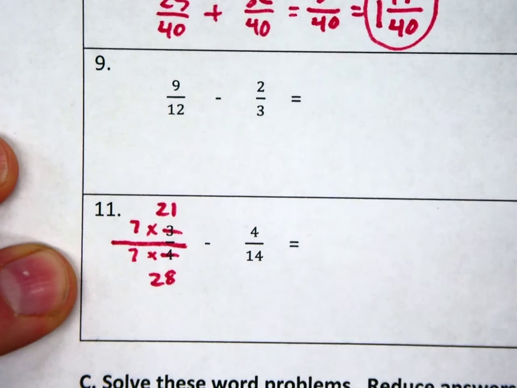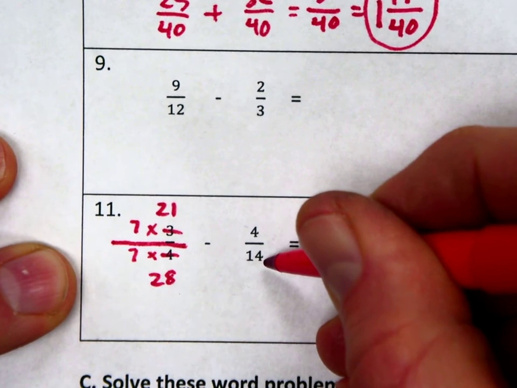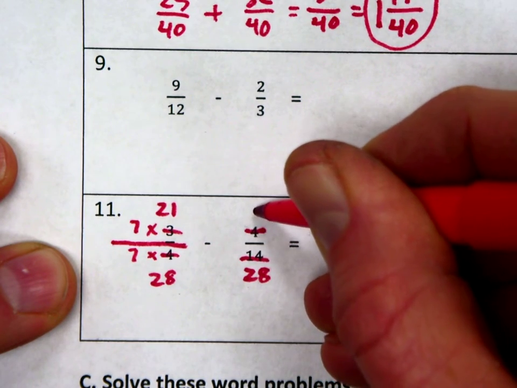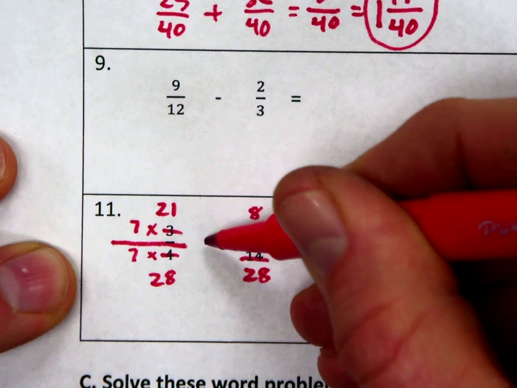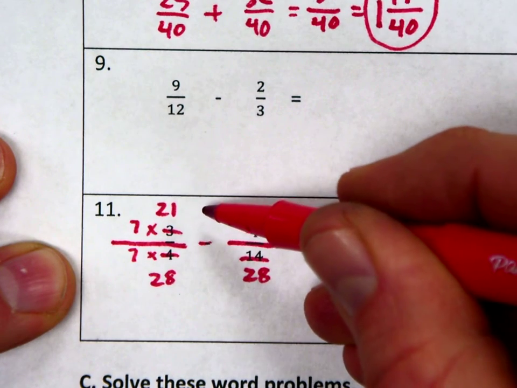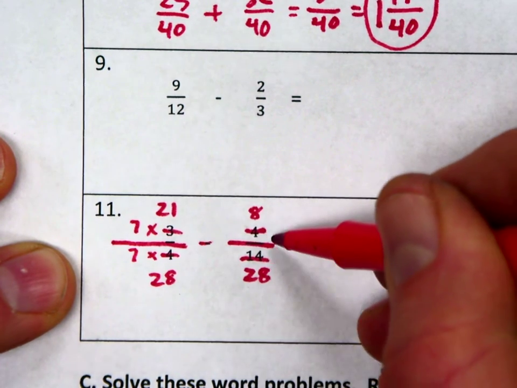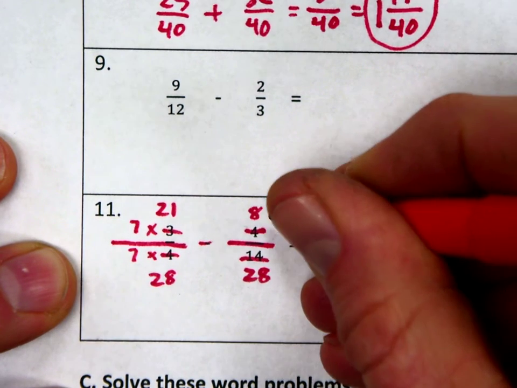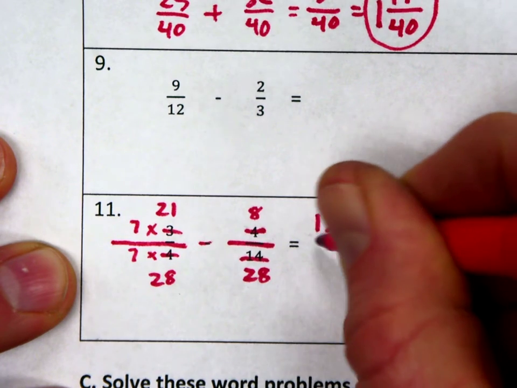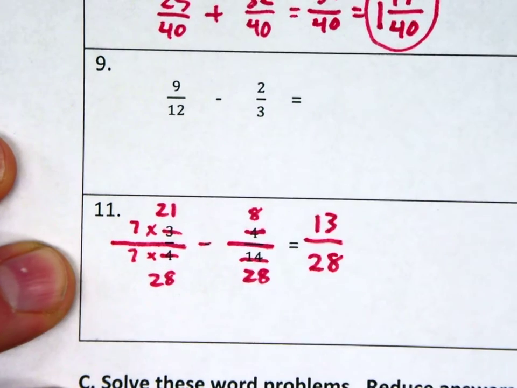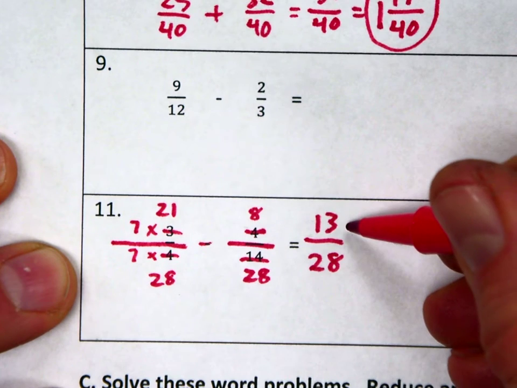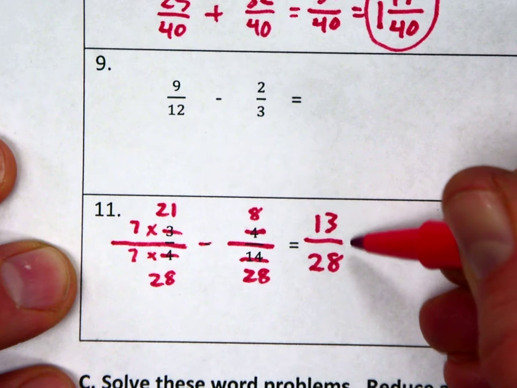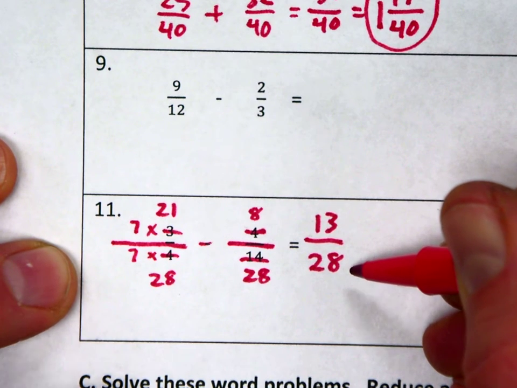I could even do this if that helps. And on this side, if I double the 14, I get 28. And so that means I have to double the numerator. I get 8. So now I have 8 28ths, and it's being subtracted. 8 28ths is being subtracted from 21 28ths, and I can do that in my head. See, it's going to be 13 28ths, and I know that that's a reduced fraction because these don't share any common factors. 1 times 13 is the only thing that makes 13, and 13 doesn't go into 28, 1 does.